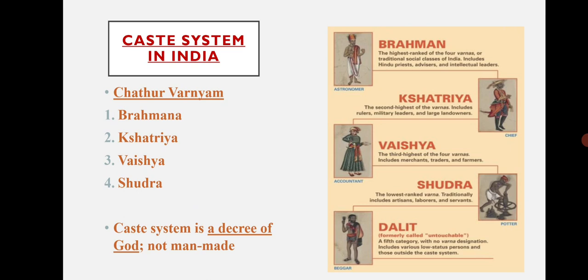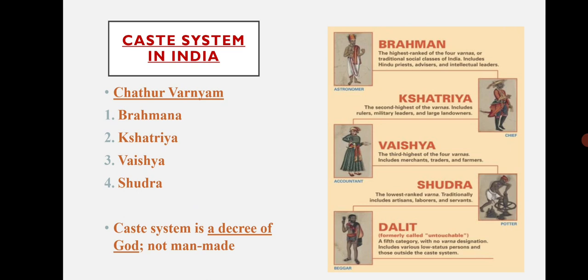So, the caste system in India. In India we had the caste system which derived from the so-called Chaturvarnyam. It was actually proposed by the Brahmins, but they came up with this idea by saying that this is a decree of God, which is not man-made, but this is actually made, written and practiced by Brahmins.